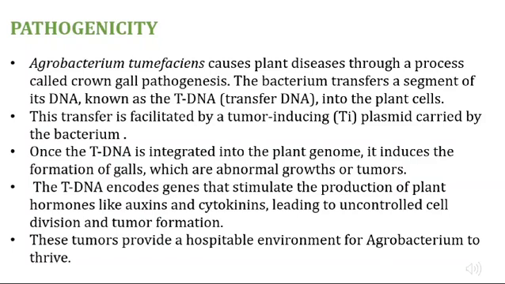Once the T-DNA is integrated into the plant genome, it induces the formation of galls, which are abnormal growths or tumors. The T-DNA encodes genes that stimulate the production of plant hormones like auxins and cytokinins, leading to uncontrolled cell division and tumor formation. These tumors provide a hospitable environment for Agrobacterium to thrive.